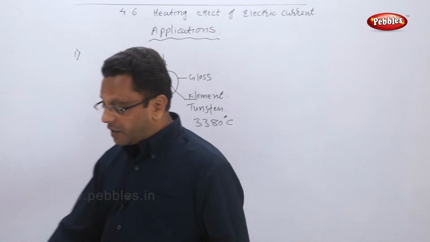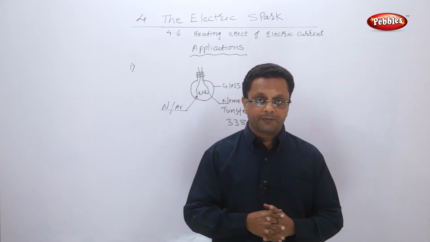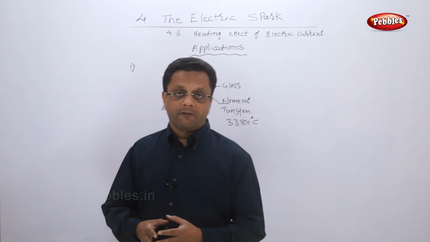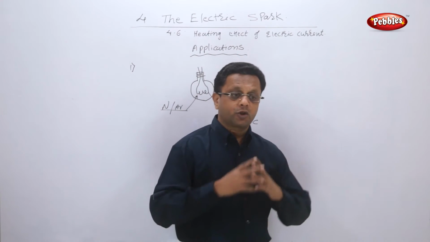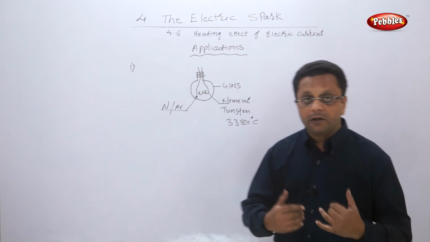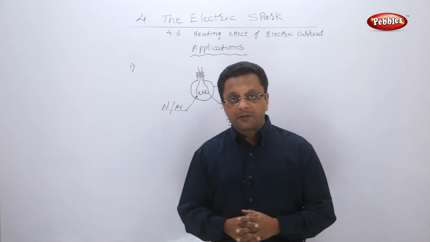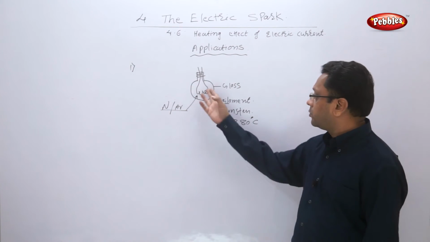Whenever any metal is heated, generally first it becomes red hot and then it will become white hot. When it becomes white hot, it emits light. Strong light it will emit, which is why we say the bulb glows. What happens? A strong electric current passes through this filament.